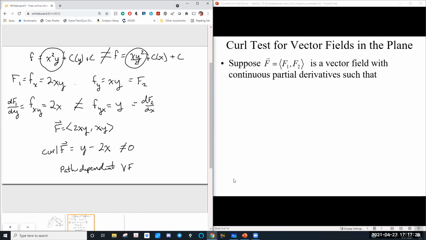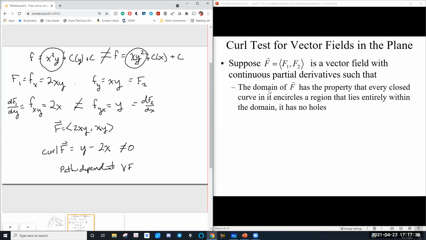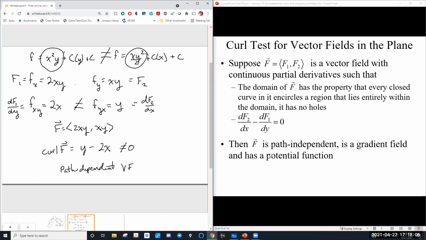Now, here's the formal definition of the curl test, because there's going to be one thing that we're going to need to attend to, which will happen on occasion. So we have a vector field, and the domain has the property that every closed curve in it encircles a region that lies entirely within its domain. It has no holes. So we're going to do one case where it works out perfectly, and then we're going to look at a case where a hole becomes an issue, and we'll see what happens. And if our curl comes out to be 0, then we know our f is path independent. Therefore, it is a gradient field, and it has a potential function.